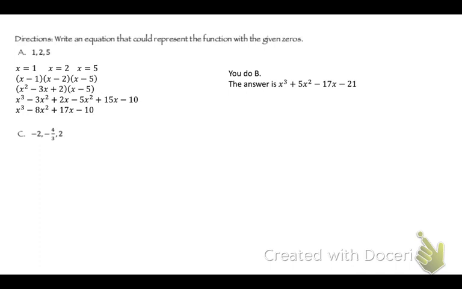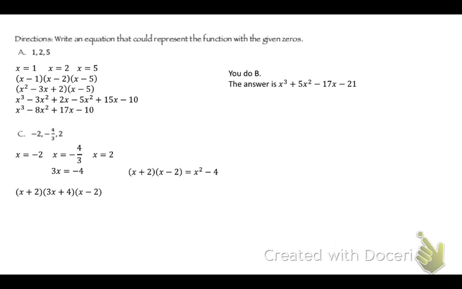And let's look at C. So I have x equals negative 2, x equals negative 4/3, and x equals 2. Well, I'm going to change that to 3x equals 4. So I just multiplied both sides of that by 3. So then I'm going to have x plus 2, 3x plus 4, and x minus 2.